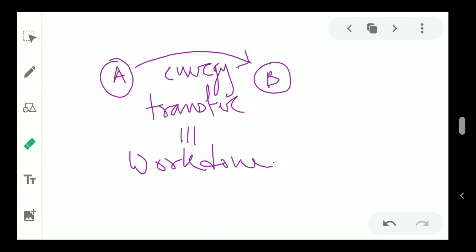We are now familiar with the fact that energy transfer is actually the work done. Like, if there are two objects A and B, and the first object wants to change the state of the second object, that is B, then it has to transfer some of its energy to object B, right?